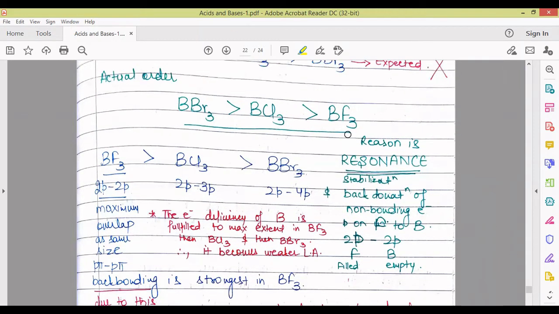Actually, these halogens have lone pairs on them. So what is happening is there is p-pi back bonding from the halogen to the electron deficient boron. In case of BF3, there are filled 2p orbitals of fluorine and 2p orbitals of boron. Here, 2p orbitals from boron and the donors are the 3p orbitals of chlorine. Here, 2p orbitals belong to boron and 4p orbitals from bromine. So electrons are getting donated here from 2p to 2p, here from 3p to 2p, and here 4p to 2p.